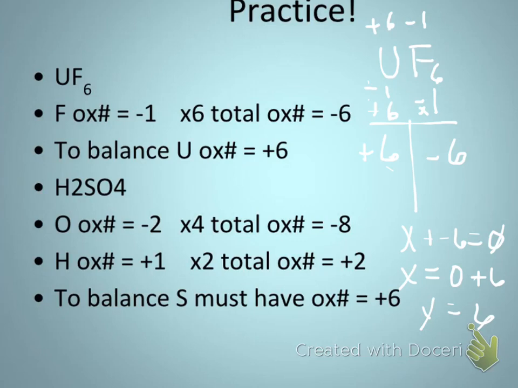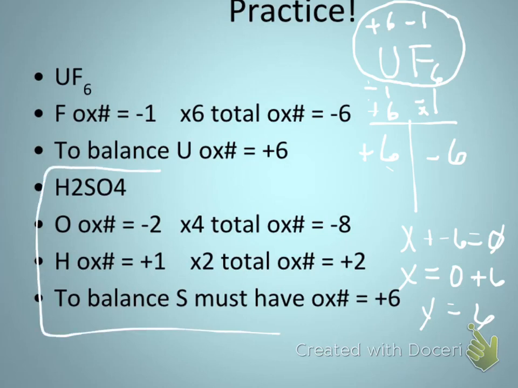Typically what you'll see in the book and in other places is that oxidation numbers are written centered over the atom that they're referencing. So it's not like a charge, but you write oxidation number is this, oxidation number is that. So let's look at H2SO4.